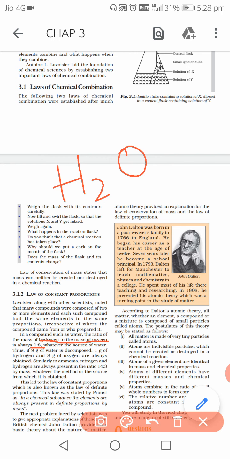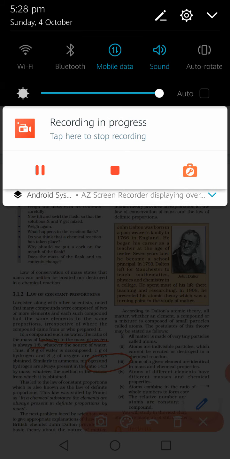Similarly, another example is ammonia. Ammonia is a compound of nitrogen and hydrogen. In ammonia, nitrogen and hydrogen are present in the proportion 14:3. That means out of 17 gram of ammonia, 14 gram will be nitrogen and 3 gram will be hydrogen. So that is called the law of constant proportion. For today, this much only. Thank you.